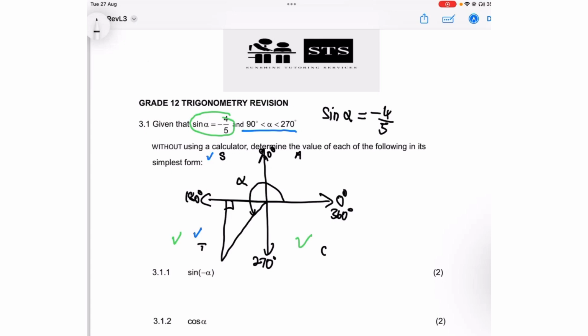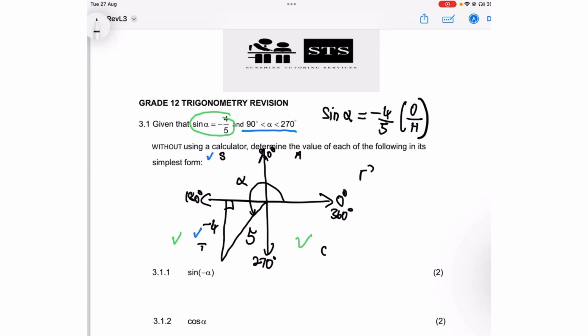Right? Now, that means 4 is the opposite, and the hypotenuse is 5, because hypotenuse is always positive, right? So this will definitely be -4, and this will be 5, right? Now, what you need to do is you need to use Pythag to find the third side.